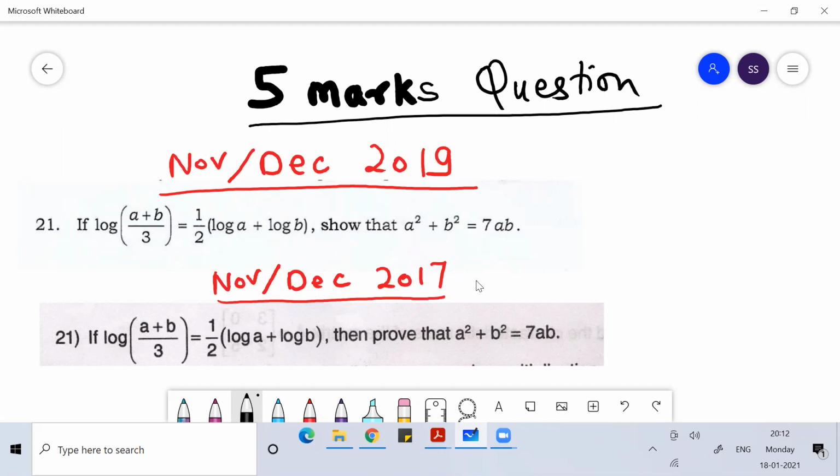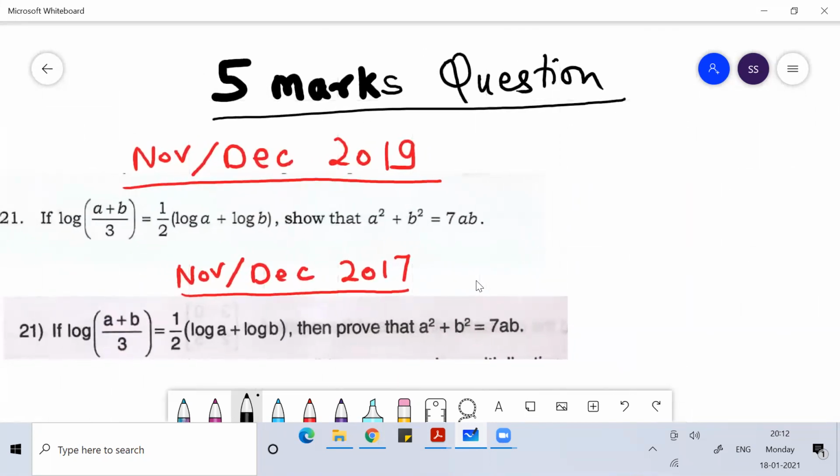So this question is probably an easy question where the data is given: log of (a plus b) by 3 is equal to 1 by 2 into (log a plus log b). Based on this information I need to prove that a square plus b square is equal to 7ab. This question came two times in the exam, and this was a 5 marks question, very easy. So let's do this problem.